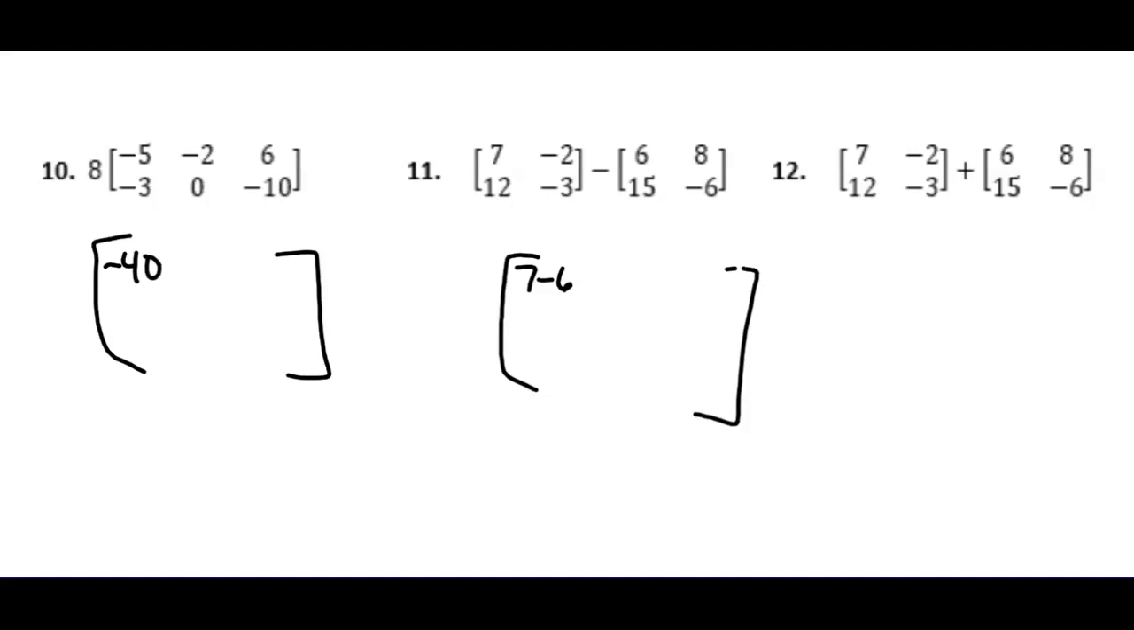Okay? How am I going to get this position? -2 minus 8. Okay? So this is going to be 1. That's going to be -10. Figure out the rest. How do I do this?